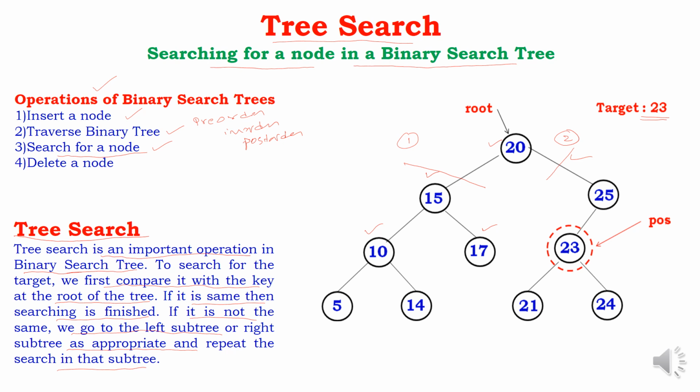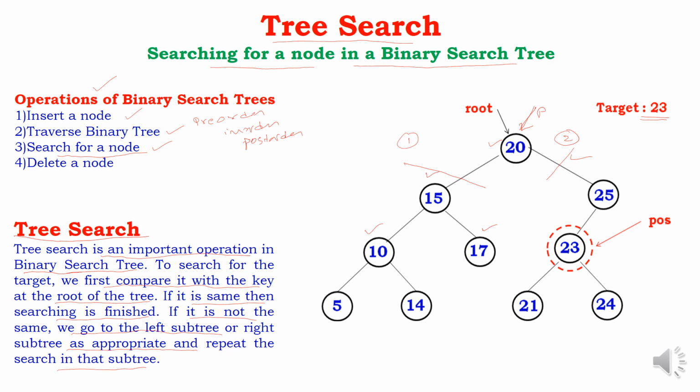Then initially we start comparing our target value with the root value. Is the target equivalent to the key of the root, p data? Suppose root is pointing to 20. We assume that a pointer p is now pointing to 20. Is p data equivalent to our target? What is p data? 20. Is the target equivalent to p data? No, it is not the node we are searching for.